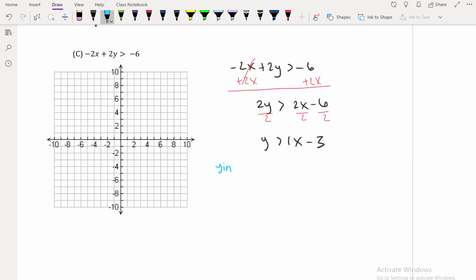So I know that my y-intercept, where I'm going to start at, is 0, negative 3. So that is my y-intercept. And now my slope, which is 1, that's the number in front, I'm going to have that as 1 over 1. So it's up 1, right 1, or down 1, left 1.